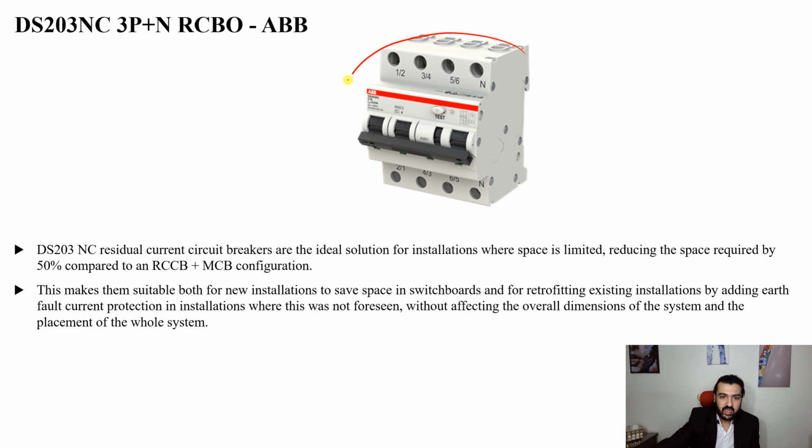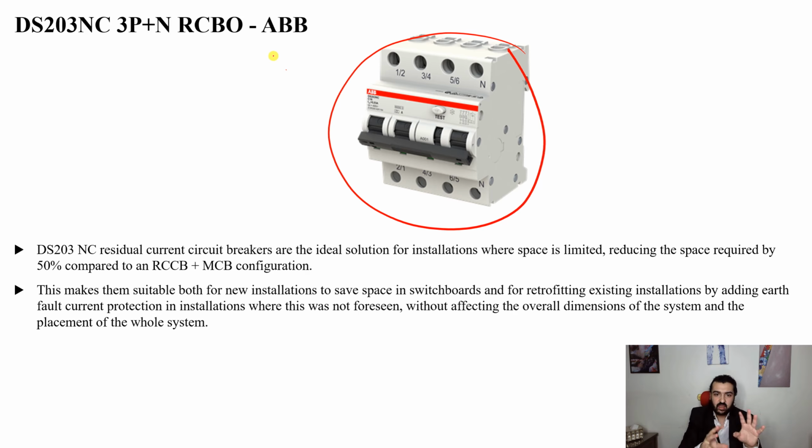Now we have this one existing in a panel, and let's say this is a conventional miniature circuit breaker. I can remove it and put this RCBO that does the two functions, the overload and short circuit protection plus the new protection, which is earth fault protection, okay, without affecting the dimensions of the electrical panel. This is of course more expensive than the traditional one, which you are gonna see.